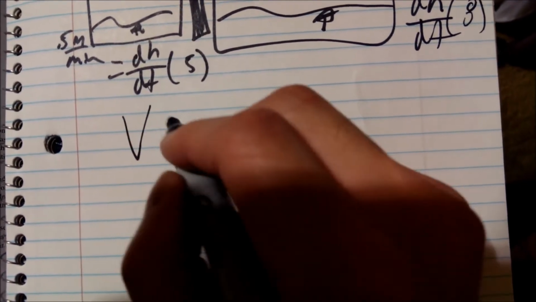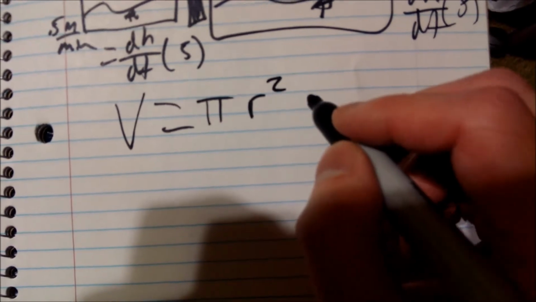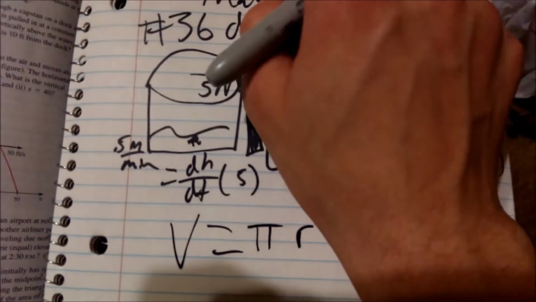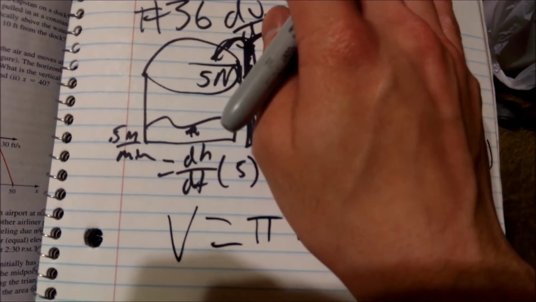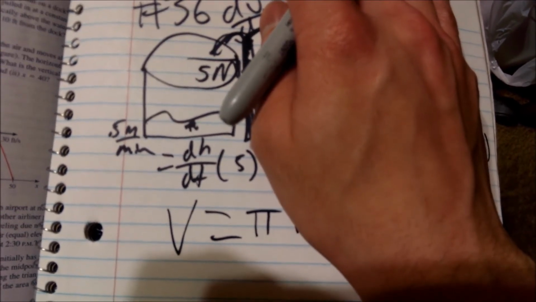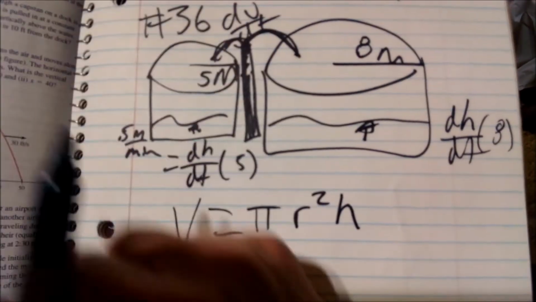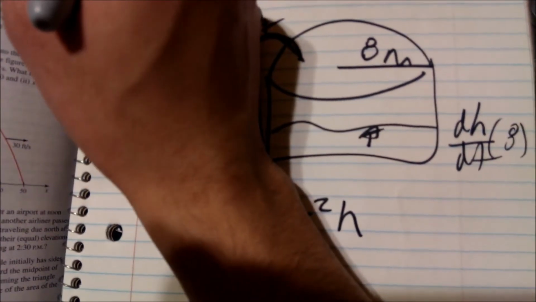Okay, and so our relationship for cylinders is volume equals pi r squared times the height. Since both of these radii are static, no matter how much water you put into the first one, aside from destroying it or building onto it, the radius will always be 5 meters. Same goes for the second one. It will always be 8.